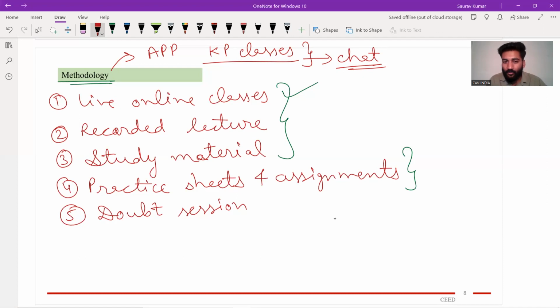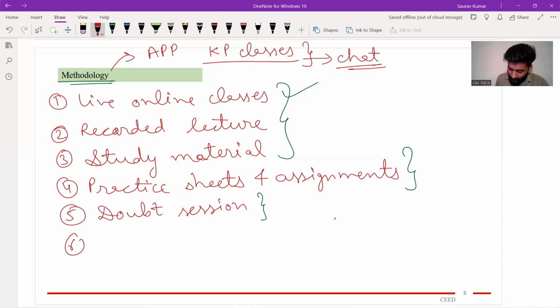Also, if you find it difficult to understand there, we always have a dedicated doubt session for each of the topics. In that dedicated doubt session, we'll be interacting like this, and you will discuss your doubts on the screen here. So that way your doubts would be cleared.